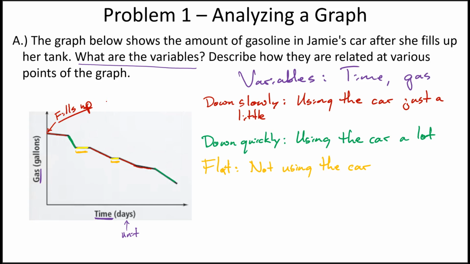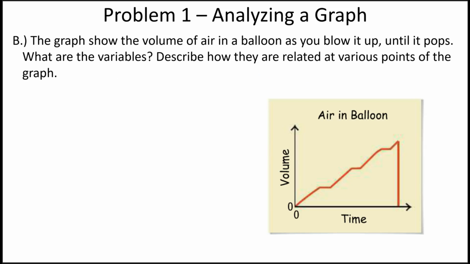And so that's what we're going to be doing. If we are given graphs like this, we want to identify the variables, what's actually being related here, and then what's happening at each point. What does it mean if it's going down slowly? What does it mean if it's going up slowly? What does it mean if it's flat in the context of the situation? That's what we're looking at in this lesson.